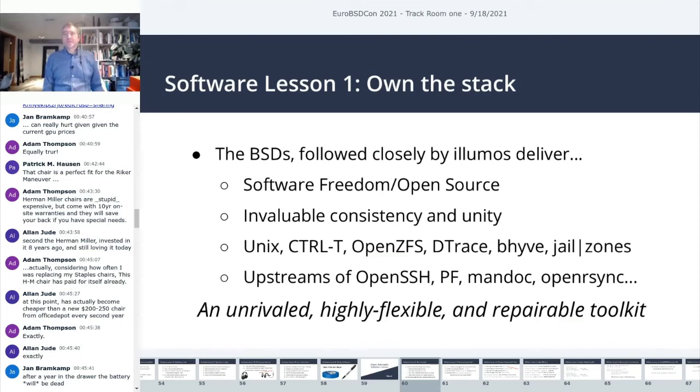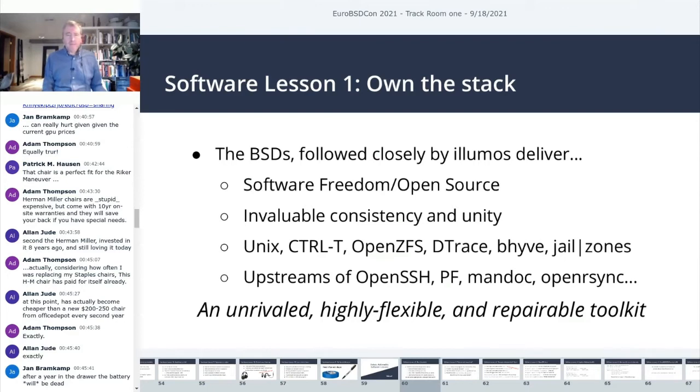There's a consistency of these systems, the documentation. It's Unix behind the camera. That's how the system works. That's just how computers work. And there have been countless Unix replacements written in Unix, and they will continue to replace Unix for decades to come with Unix. Control T, super useful. OpenZFS, oh my gosh, DTrace. Bhyve, jails, zones. I suppose throw Xen on there. We'll get to that later.